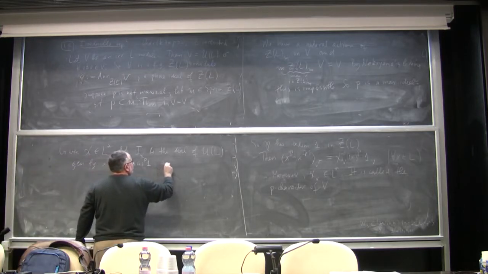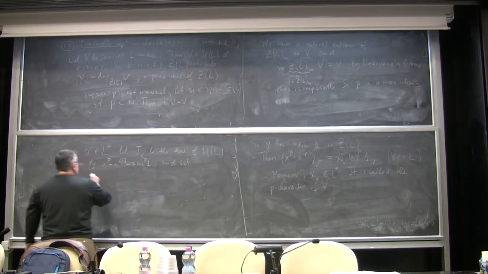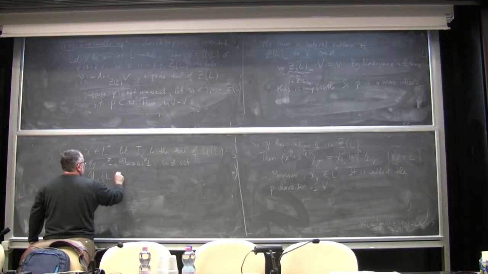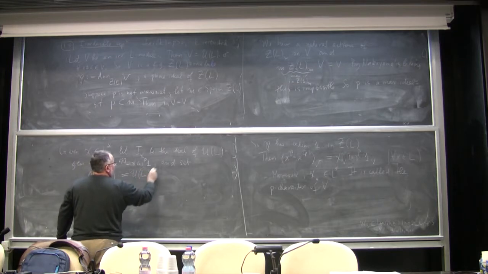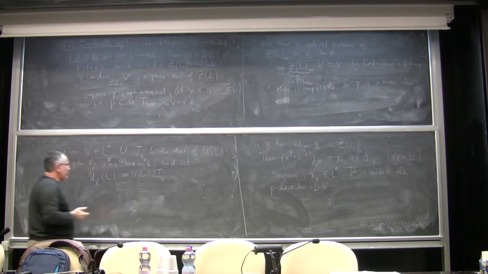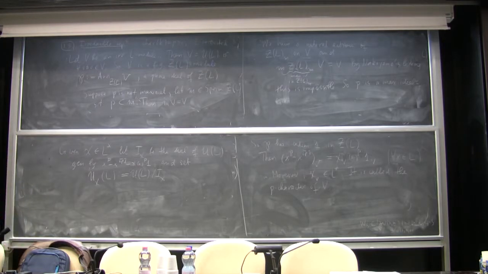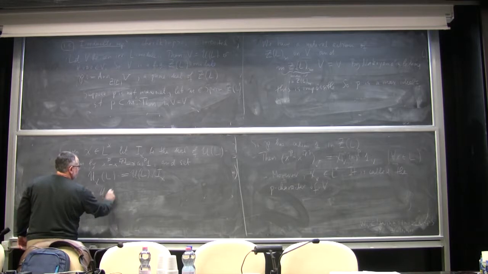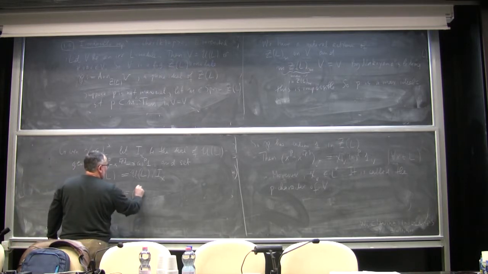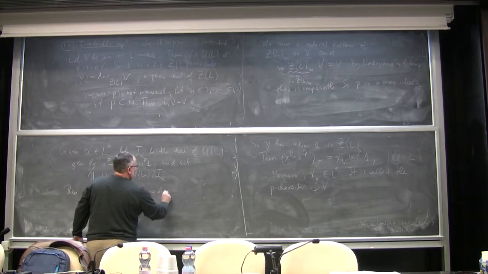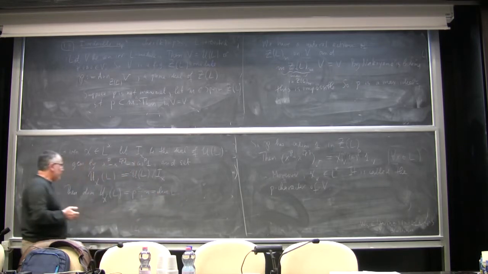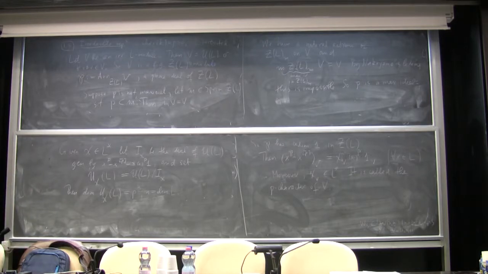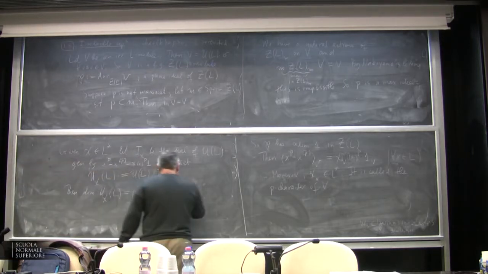And set a new algebra U_chi(L) to be the quotient of U(L) by that ideal. Since U(L) is a free module of rank p^n, the dimension of this algebra is always equal to p^n, where n is the dimension of L. But the structure of this algebra depends on chi. The dimension doesn't, but the structure will depend.